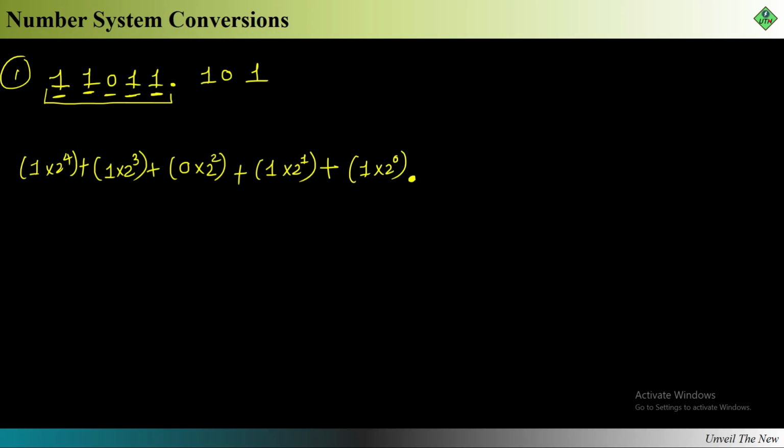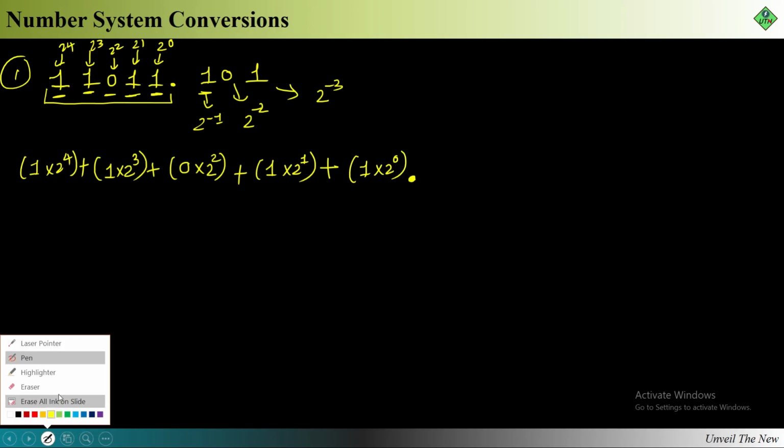So this is what we know. We know that this digit represents the power 2 raised to 0. This is 2 raised to 1, 2 raised to 2, 2 raised to 3, and 2 raised to 4. These things we know. But what happens after the point? After the point, this digit basically represents the power 2 raised to minus 1. This digit represents the power 2 raised to minus 2. This digit represents the power 2 raised to minus 3. So simply we will multiply the value with its particular weight.